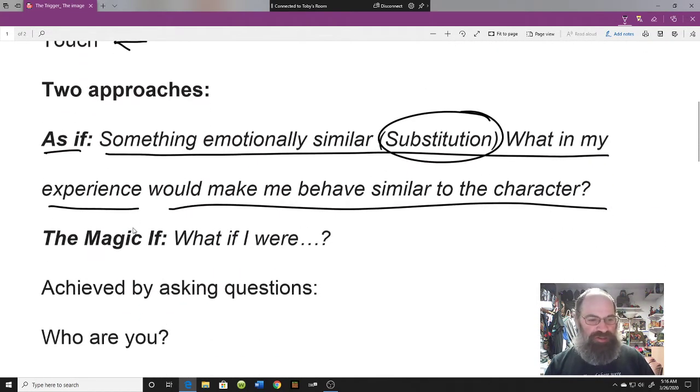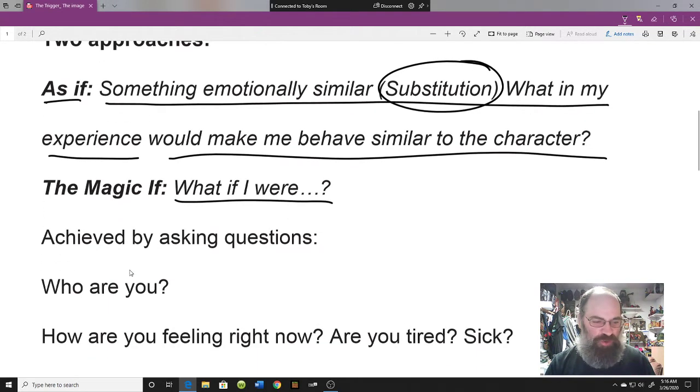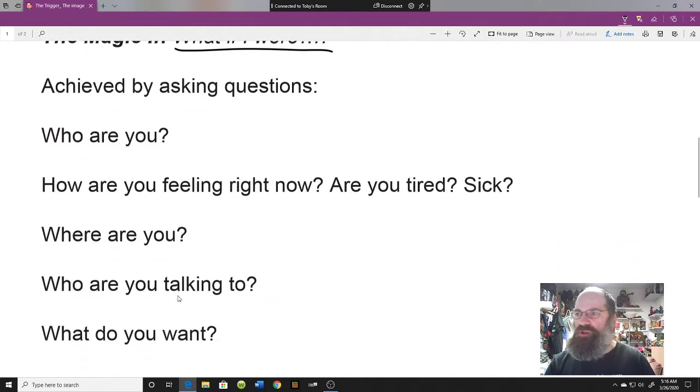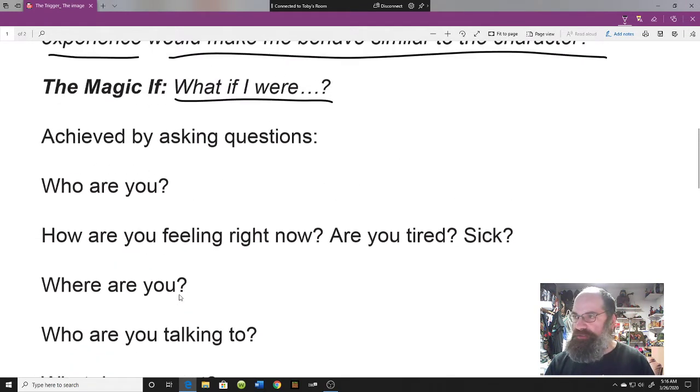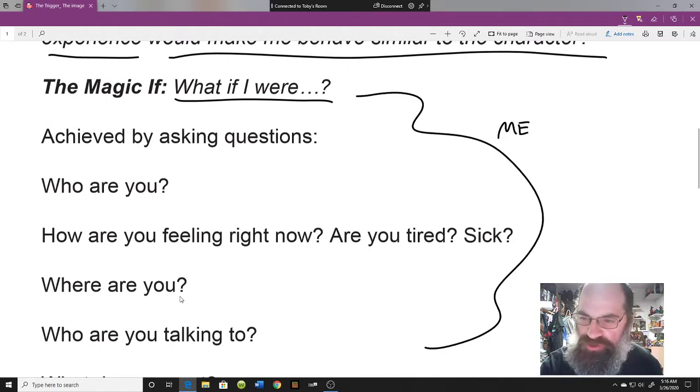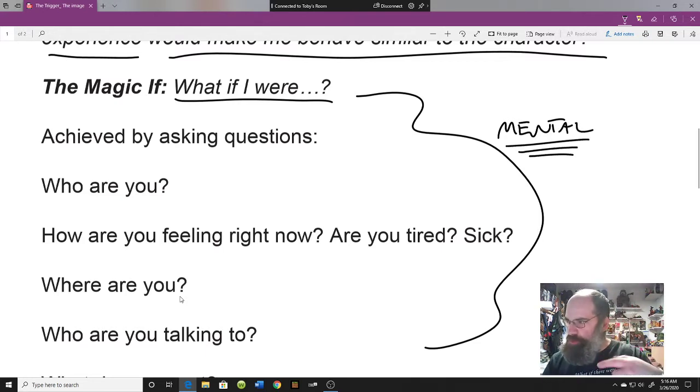So that brings us down to the magic if. What if I were this character? So if I were this character, you have to ask some questions. Who are you then? How are you feeling right now? Are you tired, sick? Where are you? Who are you talking to? What do you want? So this is more of a mental approach. This is more of a process.